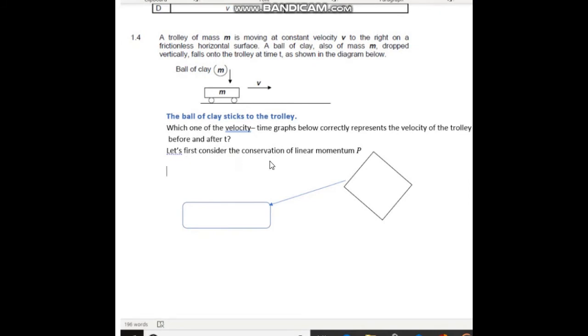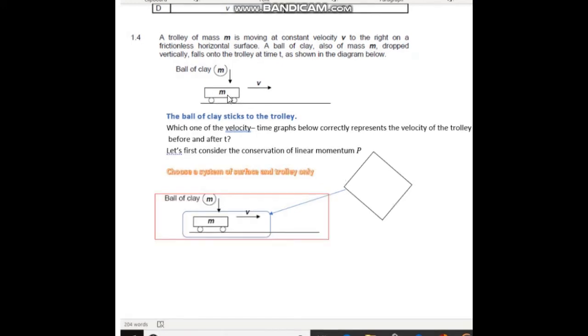Okay, so let's move on. Let's first consider the conservation of linear momentum. If you want to consider the conservation of linear momentum, you have to choose the system. You can choose your system as the surface, trolley, and ball, but to make this simple, I chose my system as the surface and the trolley. So you see how it's simplifying the problem. This blue line here is the boundary for the system. So my system is the surface and also the trolley, meaning that the momentum in this system must always be the same. The momentum of the system will never change.